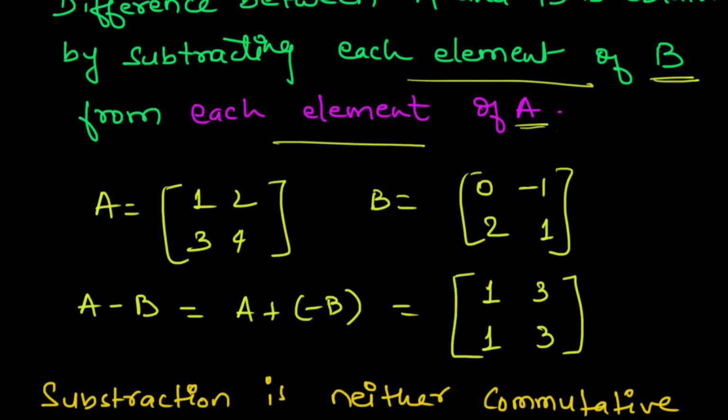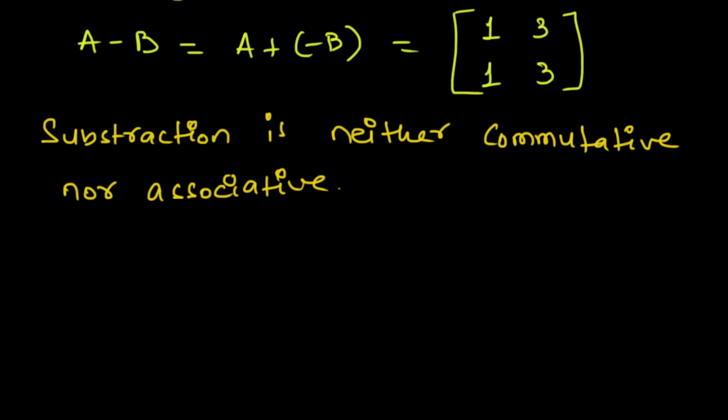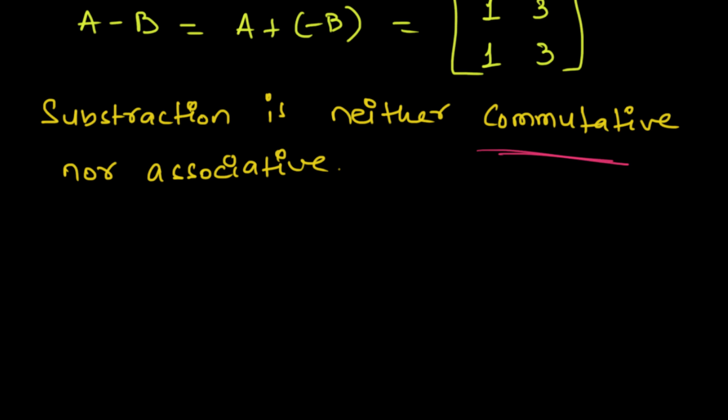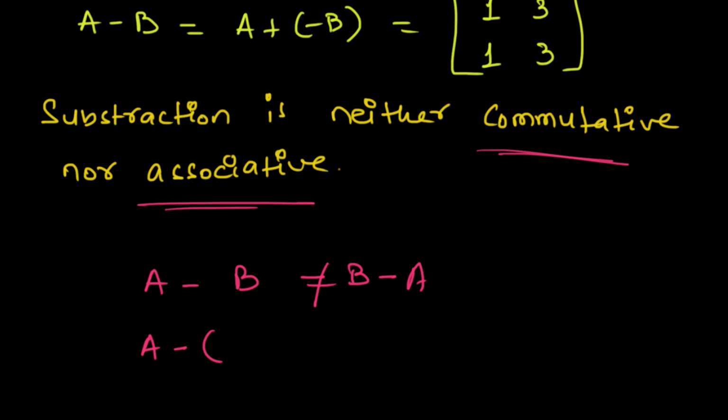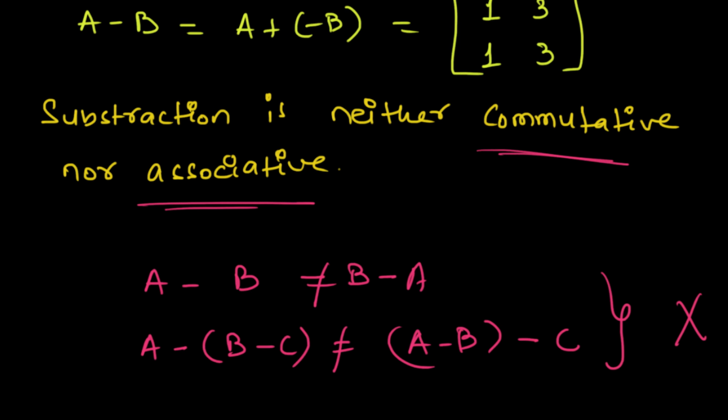Here I want to make a note that subtraction is neither commutative nor associative. So it means that you cannot write A minus B equals B minus A. This is not at all equal. Also, A minus B minus C is not equal to A minus the quantity B minus C. So both of them are wrong. Subtraction is neither commutative nor associative.